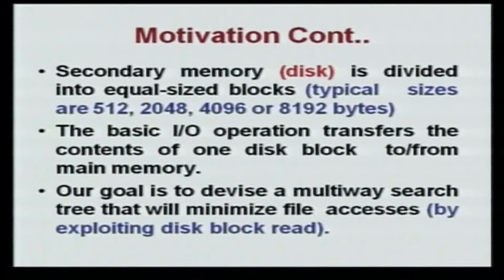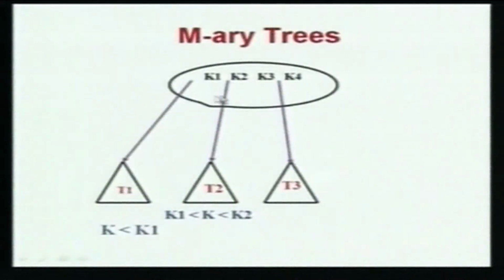Our goal is to devise a multi-way search that will minimize the file accesses. Meaning you are going to exploit the fact that when you say read, you are not reading one record but a block of records. So, you do the search in such a way that whatever you will need will be in this block. That is what we are trying to do. Before we go further, let us look at multiway trees.